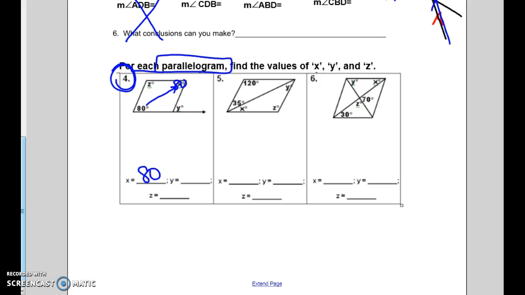The same as y. What do you mean, y? So if these two lines right here are parallel, and I know that because it's a parallelogram, then this line would be called a transversal. So what kind of angles are these two? Alternate interior. What do you know about alternate interior angles? They're congruent. Very good. So y is also 80.